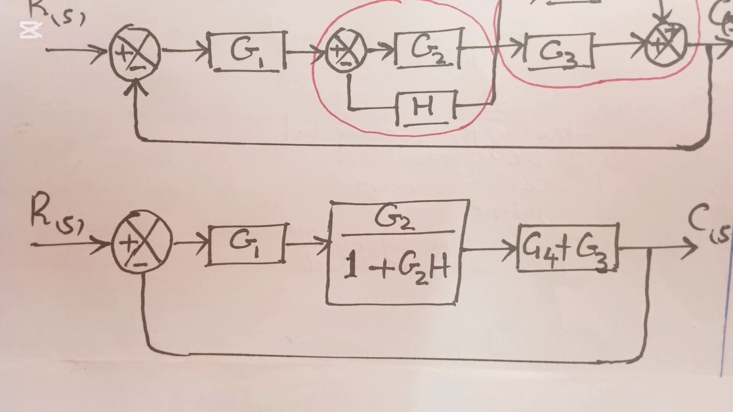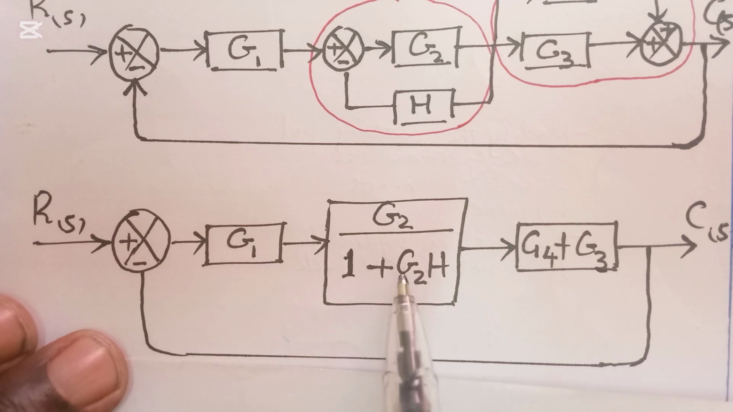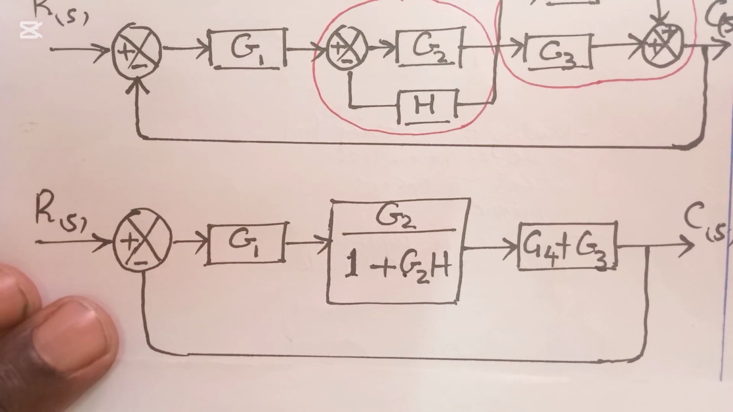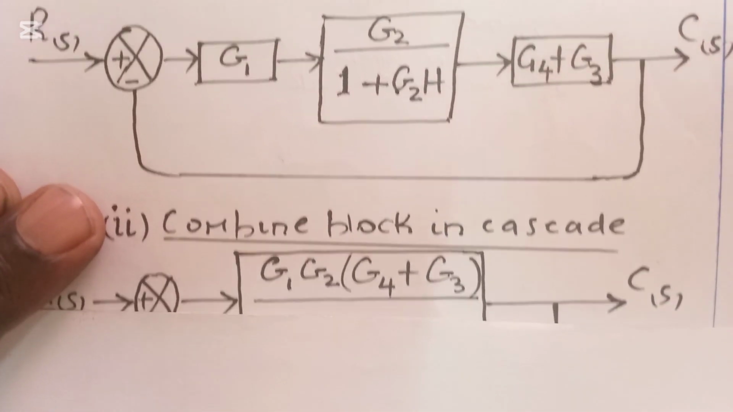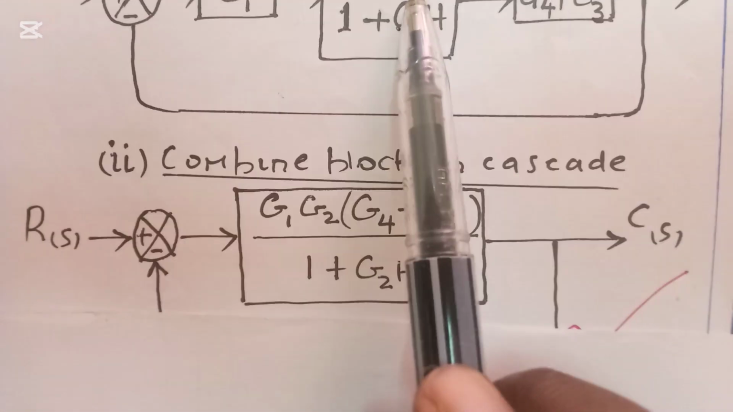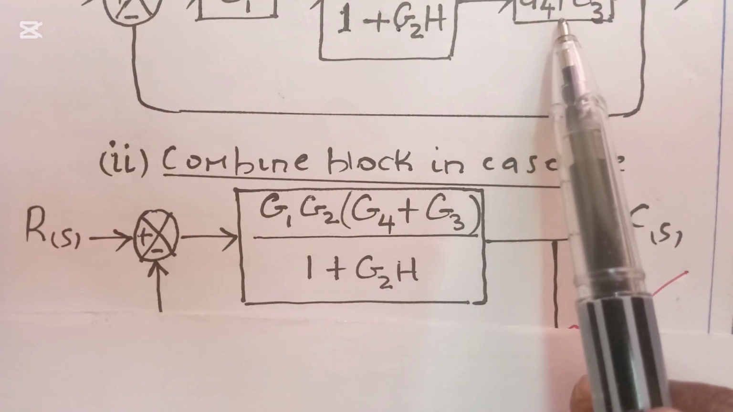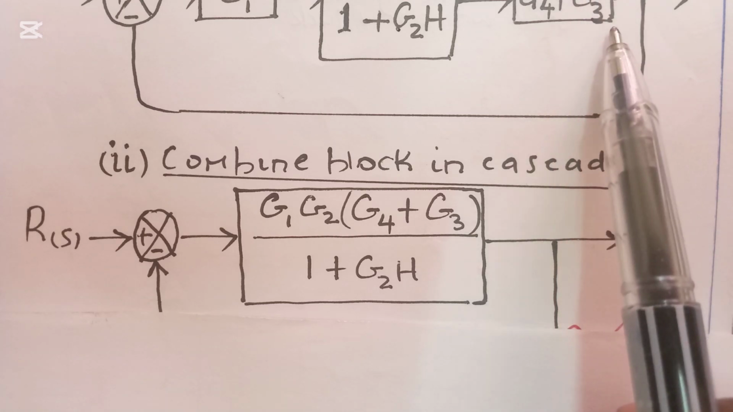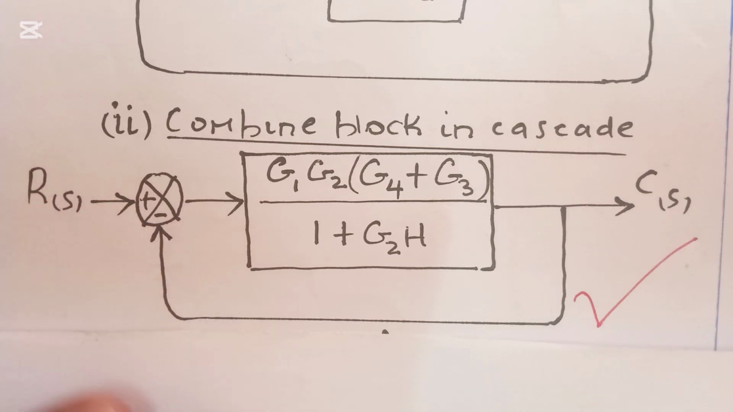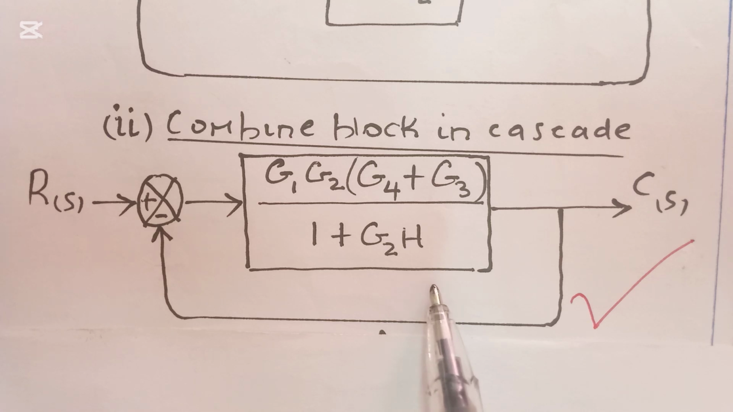And then, guys, from there we are going to combine blocks in cascade. That is this block, this block and this block, to form one big block. Combining blocks in cascade, this is what we shall have. You have G1 multiplied by G2 all over 1 plus G2H, multiplied by G4 plus G3 in brackets. So this is what we've gotten. And so, guys, for our first question on canonical form, this is now our canonical form.